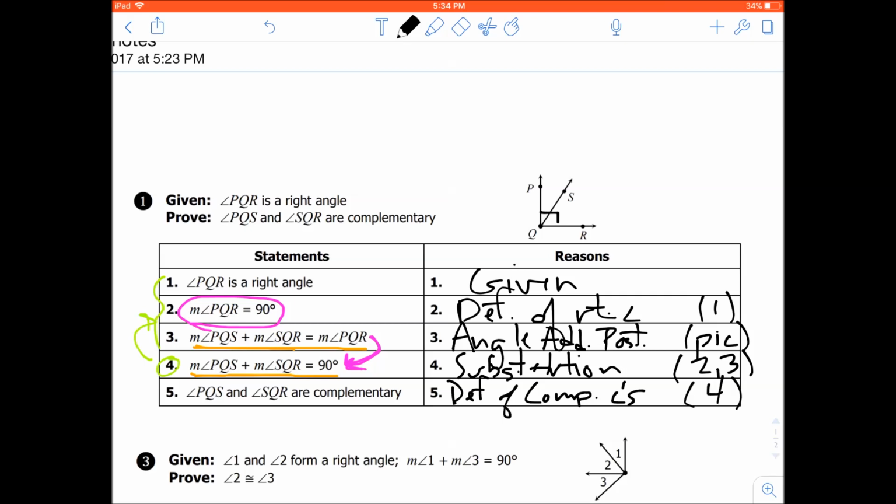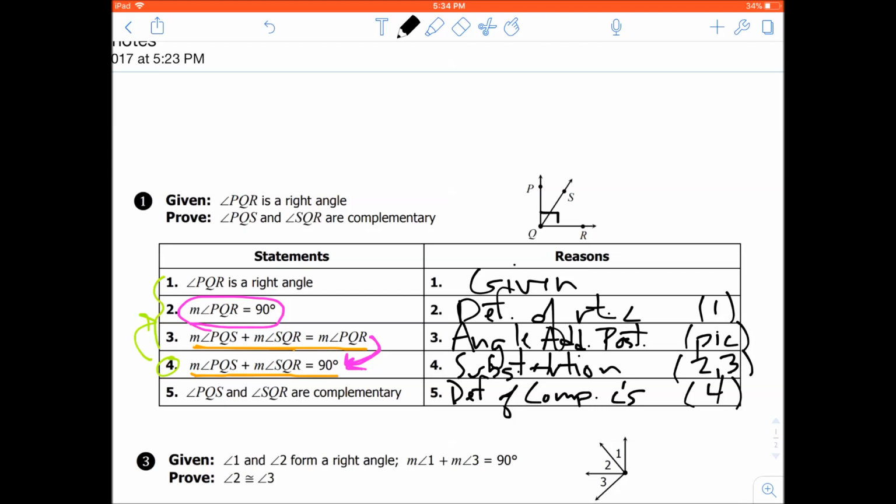So if you were good at segment proofs, guess what? You're going to be pretty good at angle proofs. The only thing that we need to be able to do a little bit more now is remember the vocabulary, because we're going to have complementary, supplementary, linear pair, etc. All right, we're going to skip to number 3 now. So move your paper down to number 3. And let's go ahead and see what number 3 looks like.